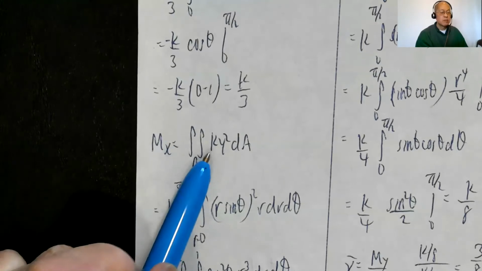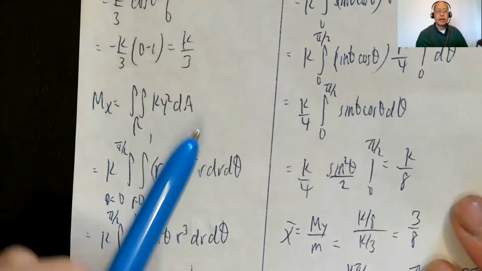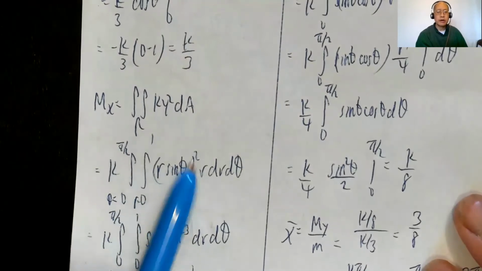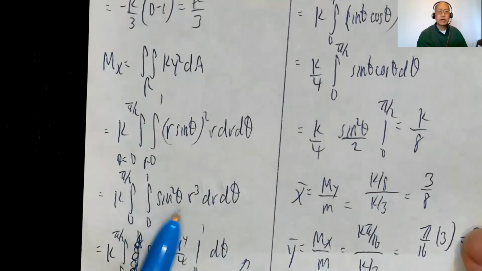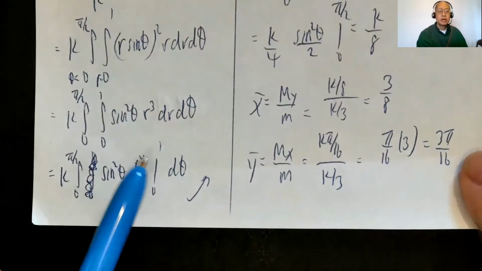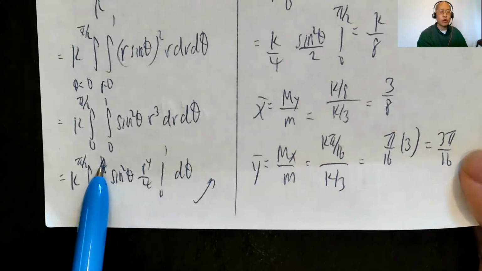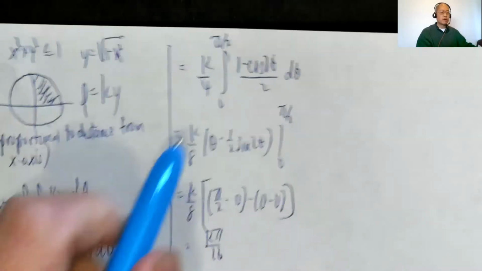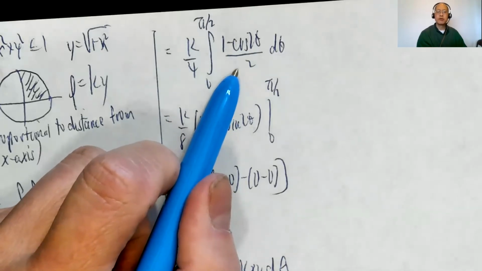M sub x, multiplied by an extra y, ky squared. So ky is r sine theta squared, r dr d theta. K is outside. So I have sine squared r cubed. So integrate with respect to r. Sine squared of theta, r to the 4th over 4. Plug in 0, you get 0. Plug in 1, you have 1/4. So take the 1/4 out, and you're integrating sine squared. Sine squared, you might recall from Calc 2, 1 minus cosine 2 theta over 2. Put that in your cheat sheet if you wish.